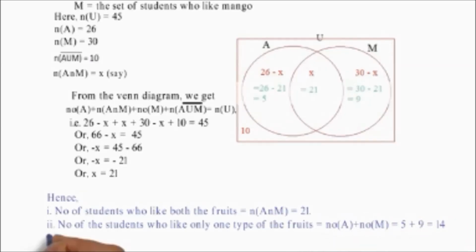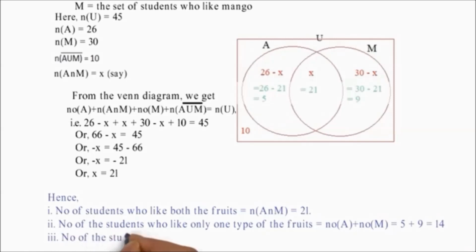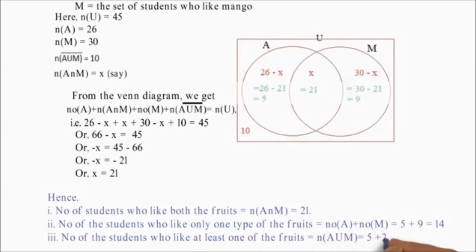The final question is how many like at least one of the fruits? This question has asked us to find the value of n(A ∪ M), which is 5 plus 21 plus 9 equals 35.